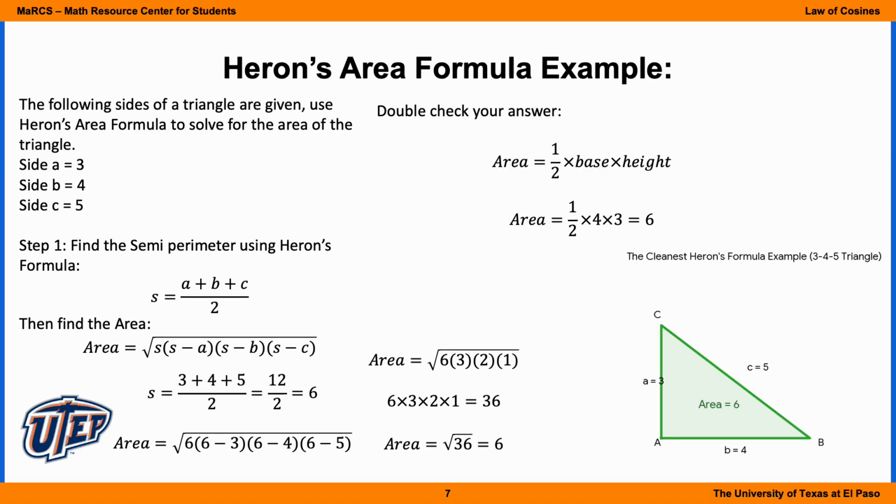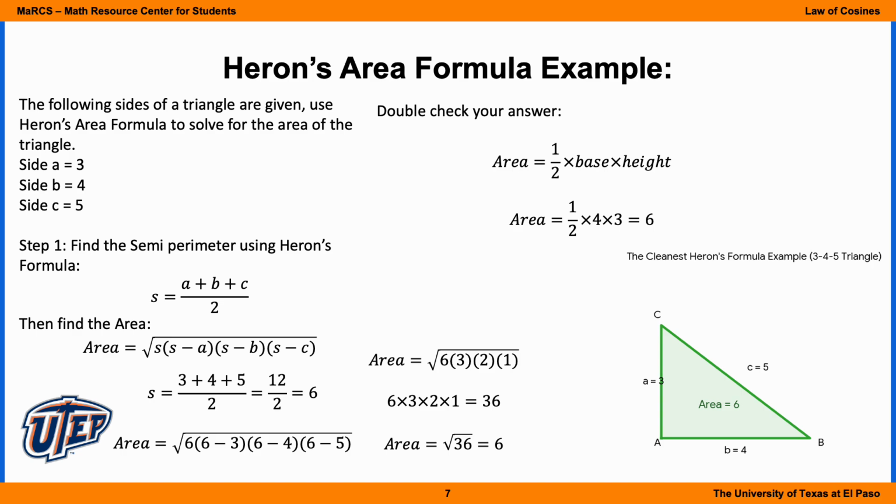Here we're told to use Heron's area formula to find the area of this right triangle. We're given that side a is equal to 3, side b is equal to 4, and side c is equal to 5. First we solve for s, which is a plus b plus c divided by 2. So 3 plus 4 plus 5 is equal to 12, divided by 2, and that is equal to 6. Now we can plug that value into our formula. So we have 6 times 6 minus 3, times 6 minus 4, times 6 minus 5. So we have 6 times 3 times 2 times 1. We get that the area is equal to the square root of 36, which is equal to 6.